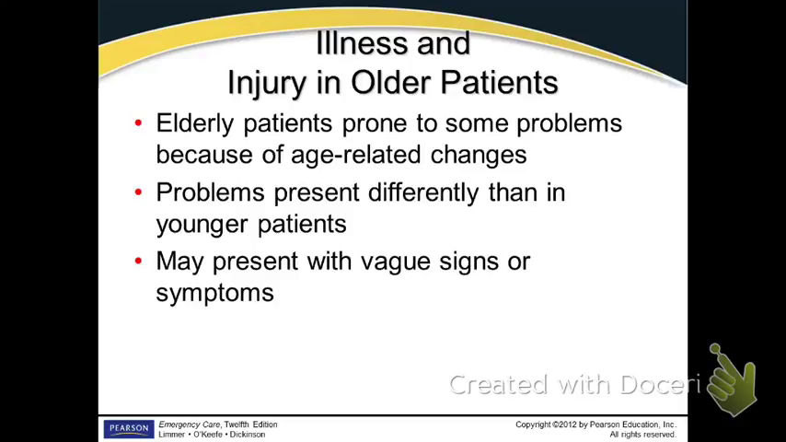Okay, so we already talked about some of these. Older patients are more prone to certain illnesses and injuries because of those age-related changes, and the problems also look different in an older patient. The signs and symptoms may not be as clear-cut, like we talked about. A patient who's having a heart attack may not show the obvious chest pain radiating to their left arm, and things like that, that we would think of as a classic heart attack. They may report little to no pain, maybe just a little bit of weakness or shortness of breath. Their signs and symptoms just won't look the same.